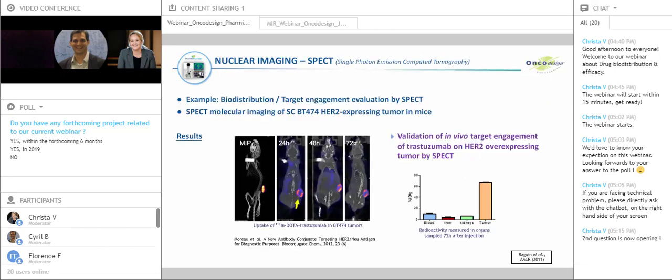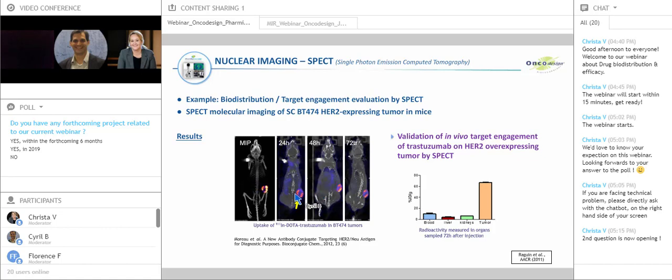This is the kind of data that you will get. Here is an example of a SPECT molecular imaging of BT474, which is a breast cancer model that has been subcutaneously engrafted. This tumor cell line overexpresses HER2, which is the target of trastuzumab. We perform time points at 24 hours after injection, at 48 hours, and at 72 hours.